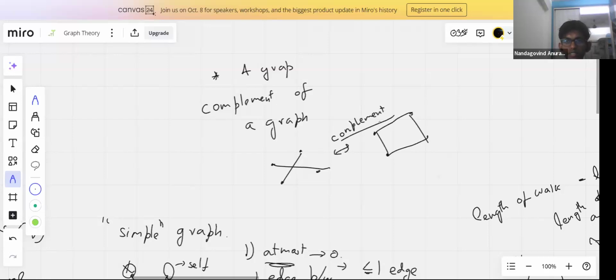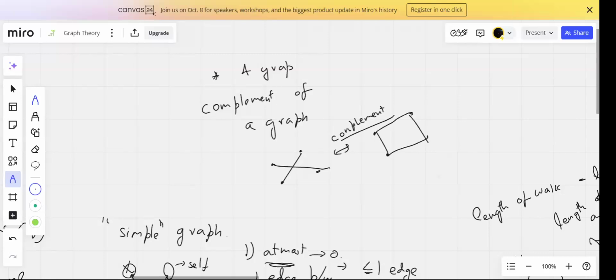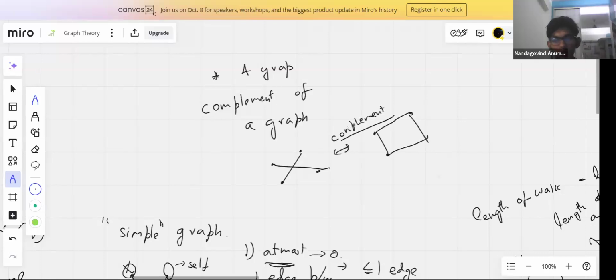Does this make sense? Okay. If we have a colored graph, do we switch the colors or do the colors remain the same? The complement of a graph has nothing to do with coloring. We don't talk about colors when we're doing the complement of a graph.